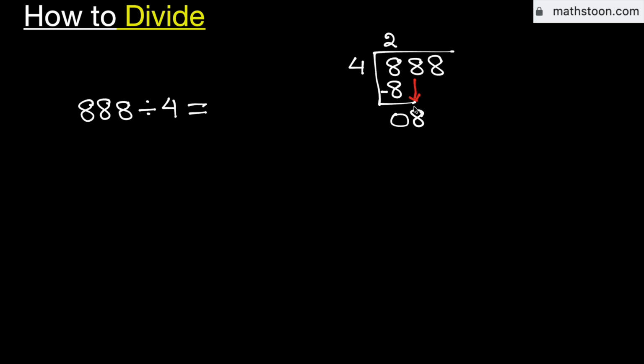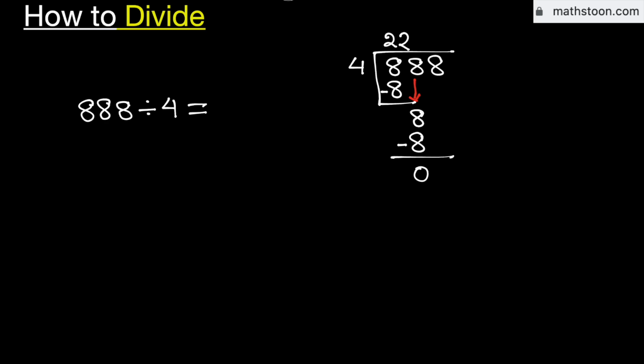here. And we know that this is the number 8. So we will remove this 0. And we know that 4 times 2 is equal to 8. Subtract, we get 0. Now again this 0 is less than 4.